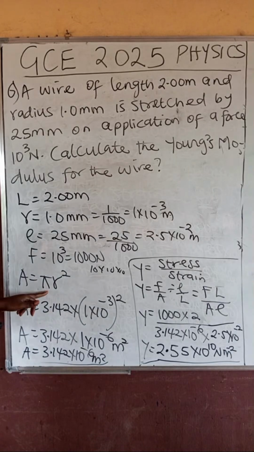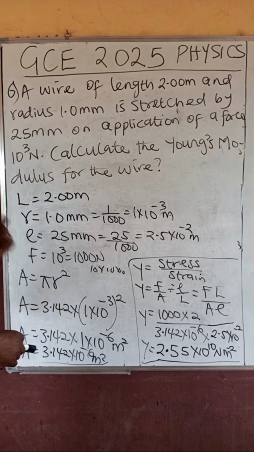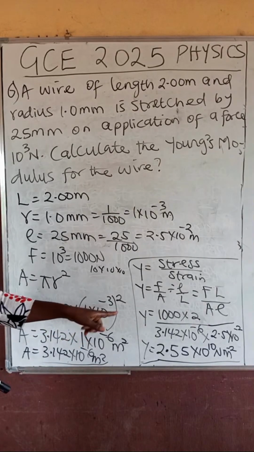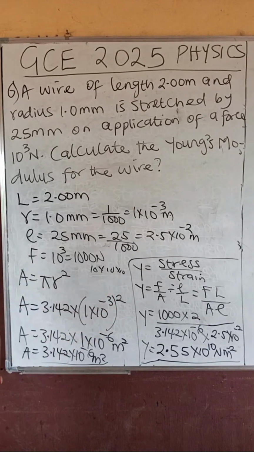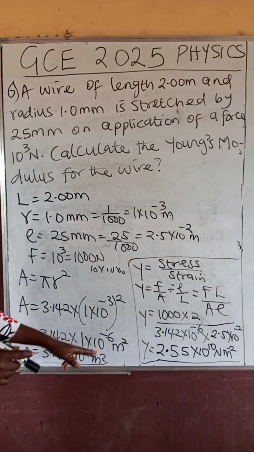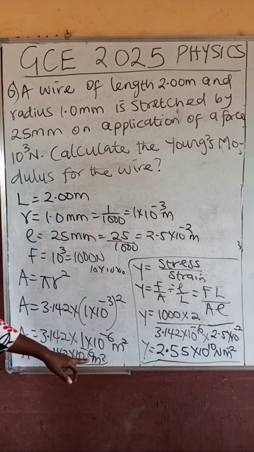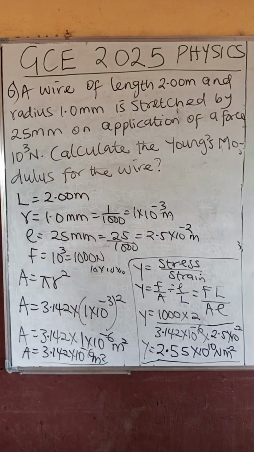Now what is my pi? My pi is 3.142, although the same thing as 22 over 7, multiplied by my radius, which is 1 times 10 raised to the power minus 3, all squared. So by the time you substitute, you get your area to be 3.142 multiplied by 10 to the power minus 6 meters squared. Is that clear?